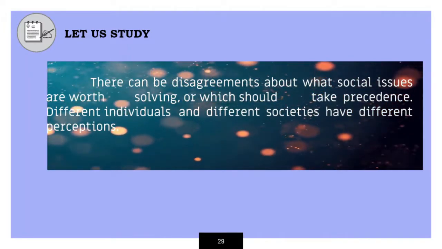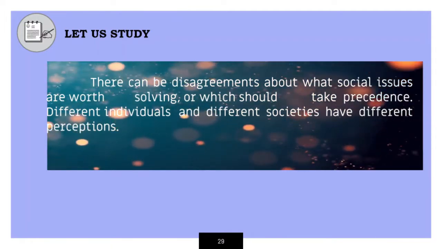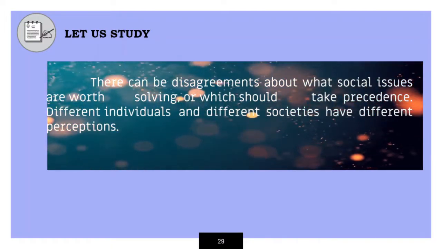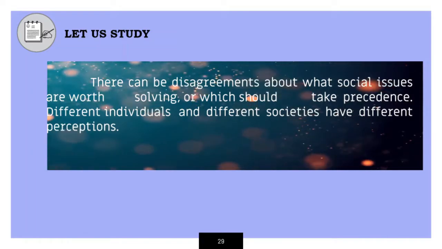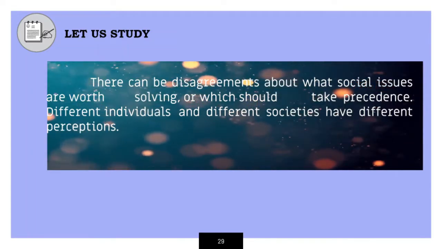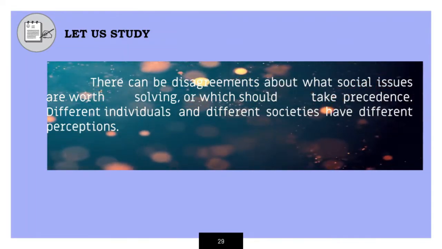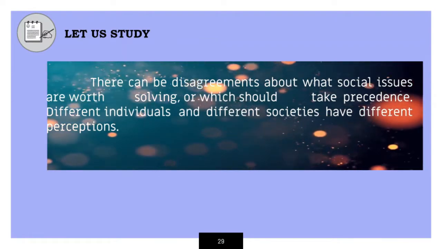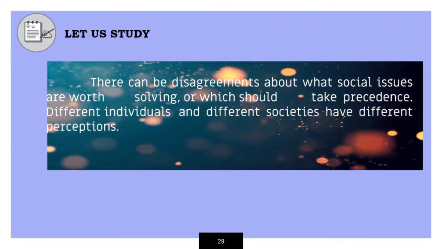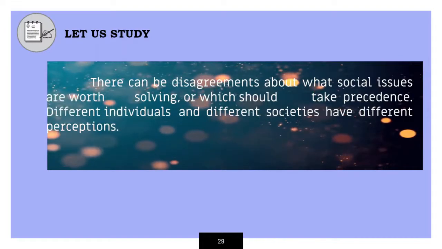So, isn't it, class, that we have a lot of issues currently on the internet? There are a lot of posts about the issues in the economy, in the presidential polls, in the food supply, in the pandemic, in the COVID-19 updates, in whatever.